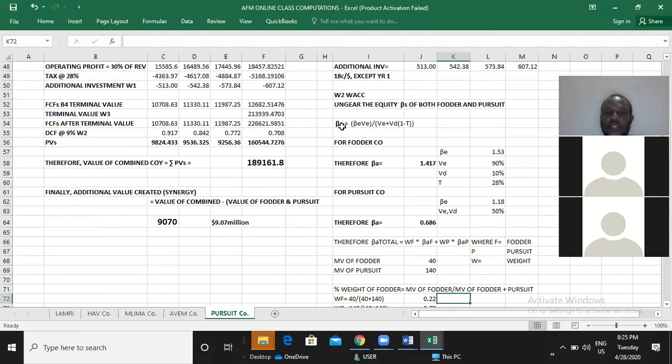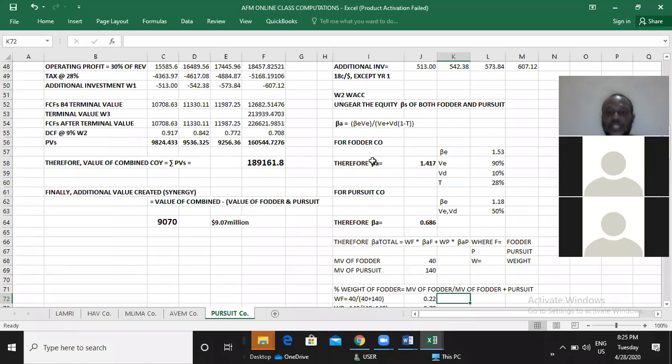So our beta assets: one of the things they told us was that they gave us equity beta for both Fodaco and PursuitCo that we are combining to give the combined company. Since they gave us equity beta for both of them, we can combine their asset betas to get the asset beta of the combined company, using their market values. So the first thing was to ungear the asset beta of both companies.